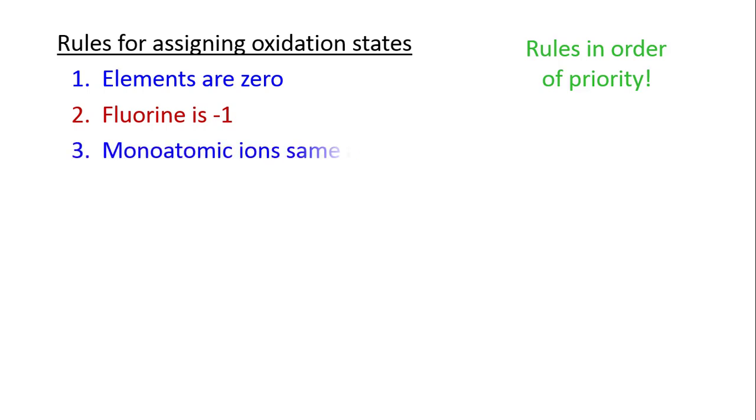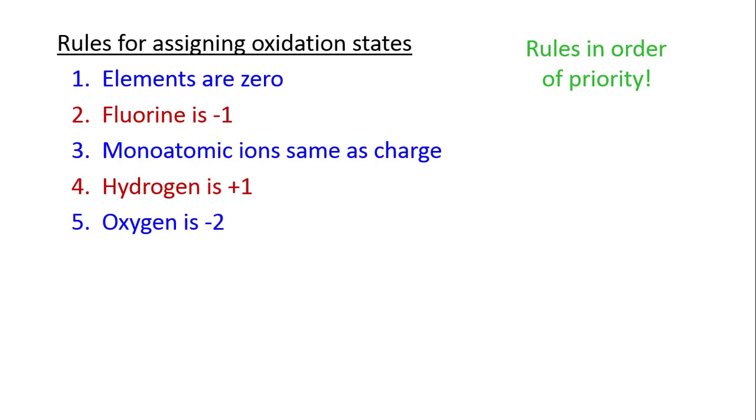Third, if you have a monoatomic ion, the oxidation state will be the same as its charge. Fourth, hydrogen will have an oxidation state of +1 when it's in a compound. Fifth, oxygen will have an oxidation state of -2. Notice that we have only mentioned 3 elements: fluorine, hydrogen, and oxygen. Everything else we will have to figure out by deduction, knowing that the sum of the oxidation states of all the atoms must equal the overall charge of that chemical species. Note that this is the same rule as we had with formal charges.